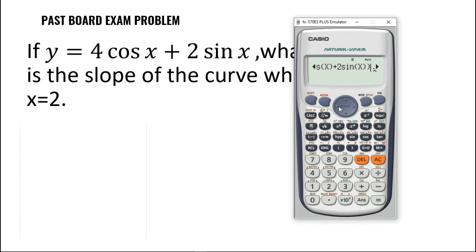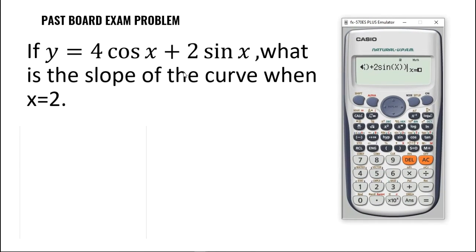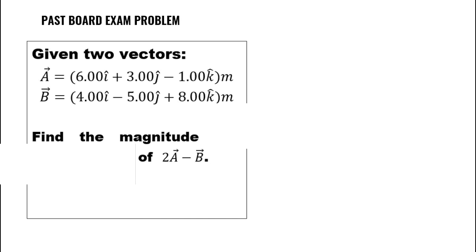After you input, guys, let's check the parentheses. Put in the specific value. We have here 2, as x is equal to 2. Then we have here negative 4.469.